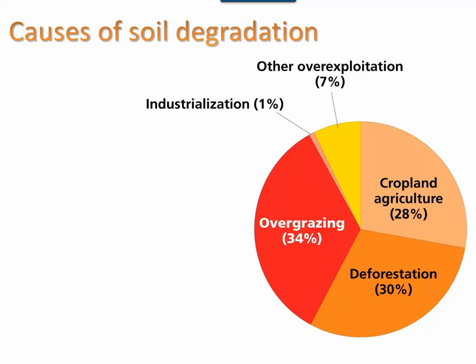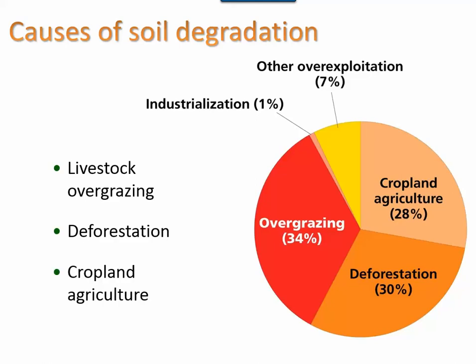And then we have cropland agriculture, where we're just saying that some of our current practices are not sustainable, and so we're seeing soil getting degraded as a result. And we'll learn more about that in a future lesson.